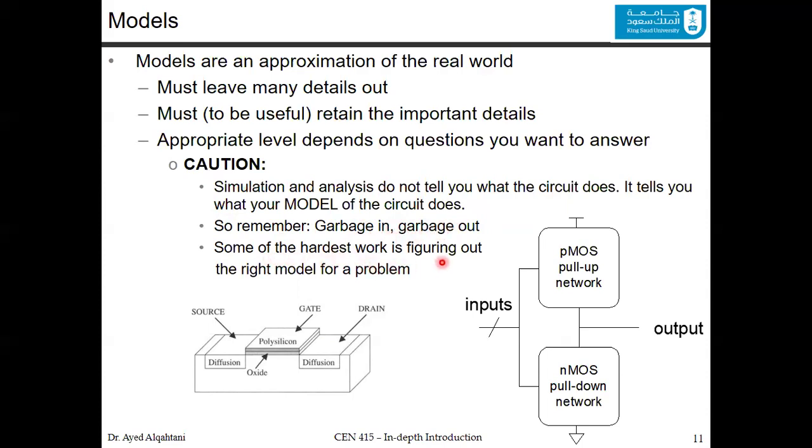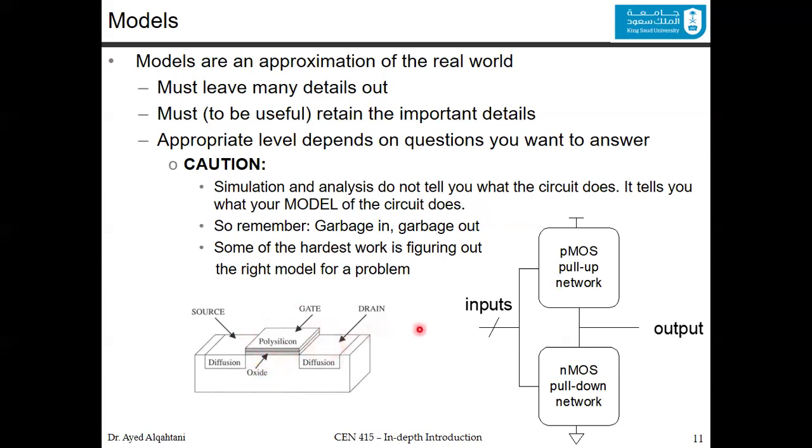Some of the hardest work is figuring out the right model for the problem. Usually researchers spend years on this until they find the right model for a certain problem. Fortunately, in our class, one of the famous models of a transistor is this one, which shows you that the transistor has a source, a gate, and a drain. You have certain diffusion regions and a polysilicon region, and you have an insulator region, which is the oxide, or the silicon oxide. That's a very abstract model.